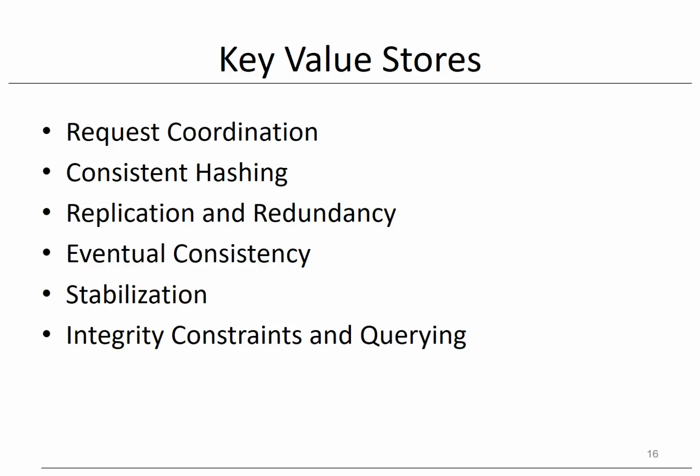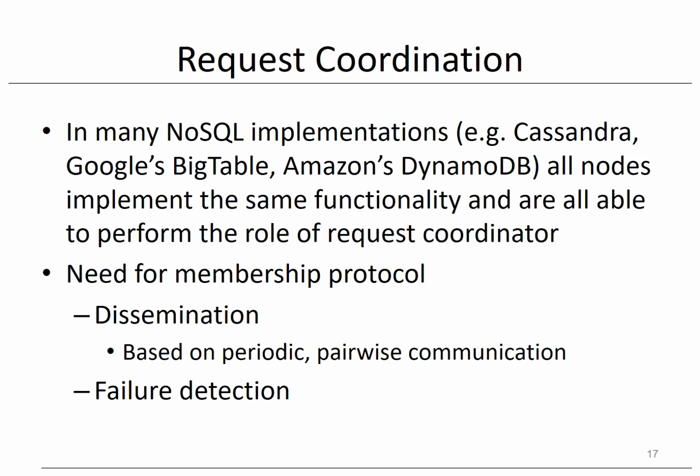In what follows, we further elaborate on key value stores. More specifically, we discuss request coordination, consistent hashing, replication and redundancy, eventual consistency, stabilization, and integrity constraints and querying. In the case of memcached, it is the duty of the client to make sure requests to store and retrieve key value pairs are routed to the desired node, which will store the data.